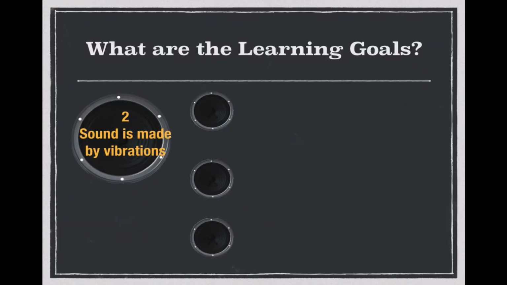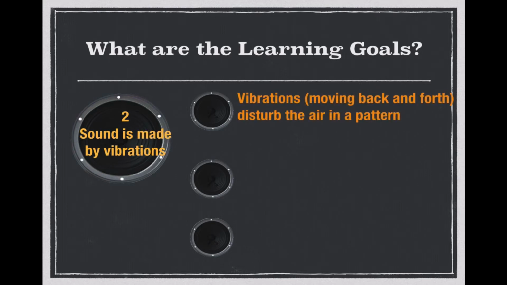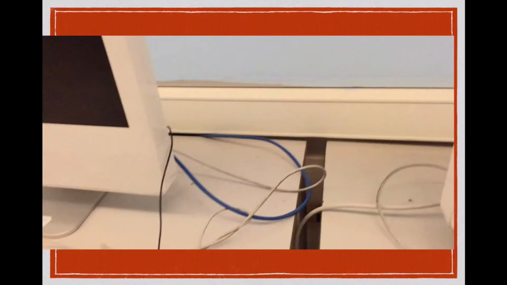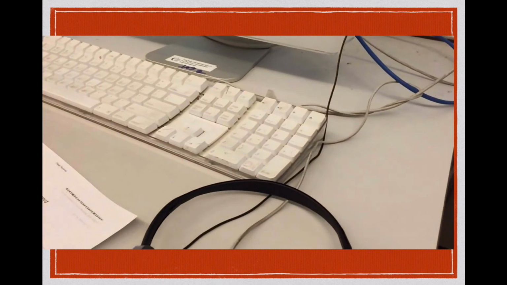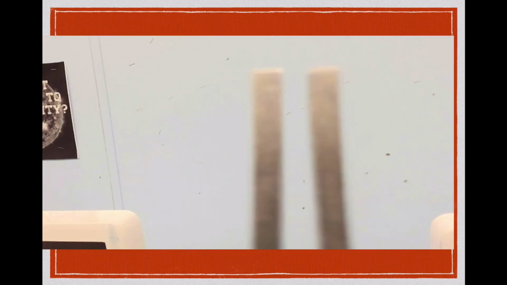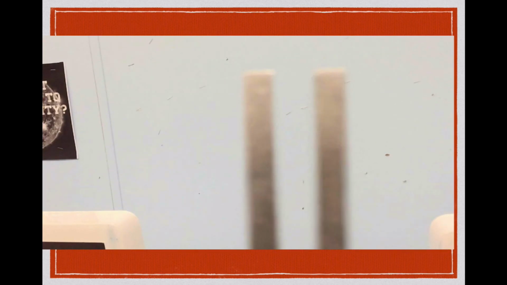Okay, so number 2 is sound is made by vibrations. So what are vibrations? Vibration is when something moves back and forth in a pattern. And when something does do that, it disturbs the air, and the air also is disturbed in a certain pattern. Here's an example of a video that shows what it looks like when a tuning fork is vibrating.